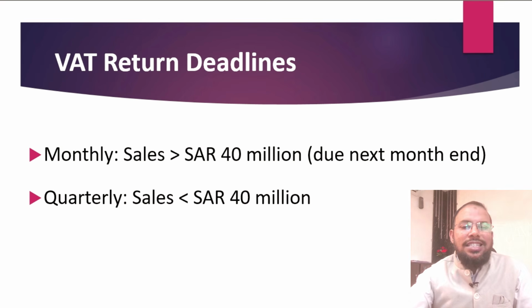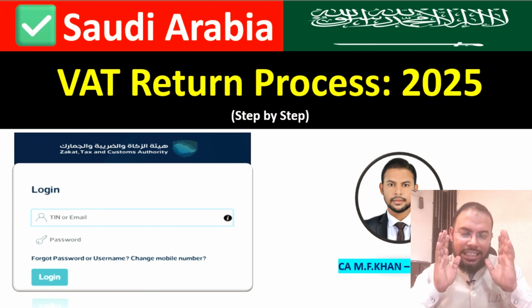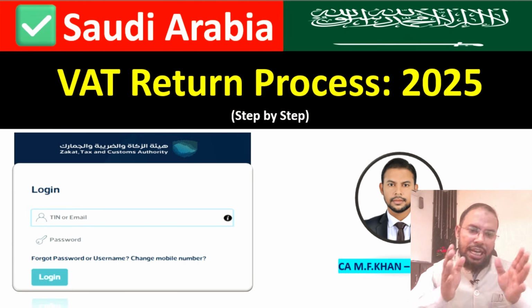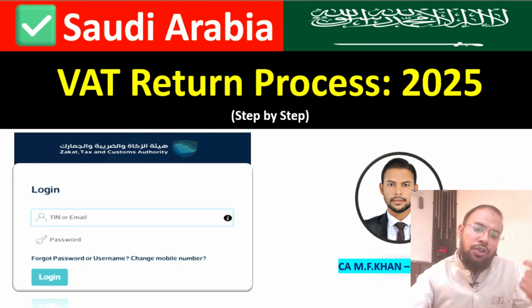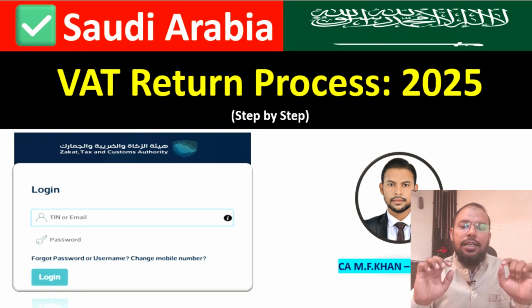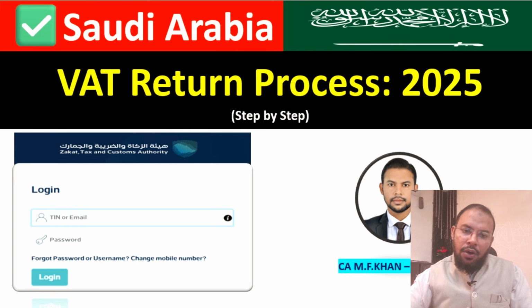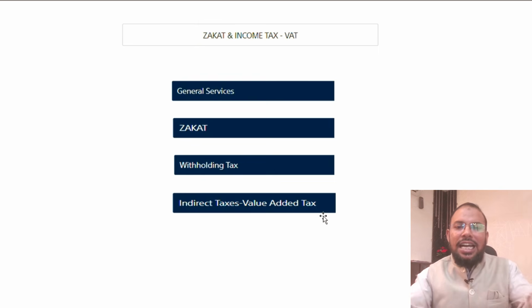And further, here we will start. First of all, we need to go to the ZATCA website. There we need to log in. In the login, firstly you fill in the username, then you fill in the password. After filling in these two, you will get an OTP on your registered mobile number. When you fill in that OTP, you will get the screen. That screen will look like this.